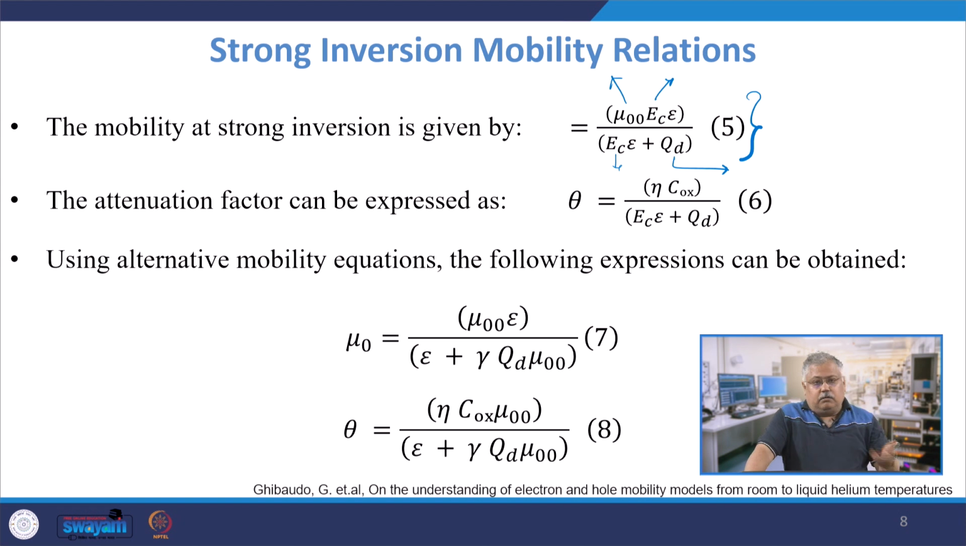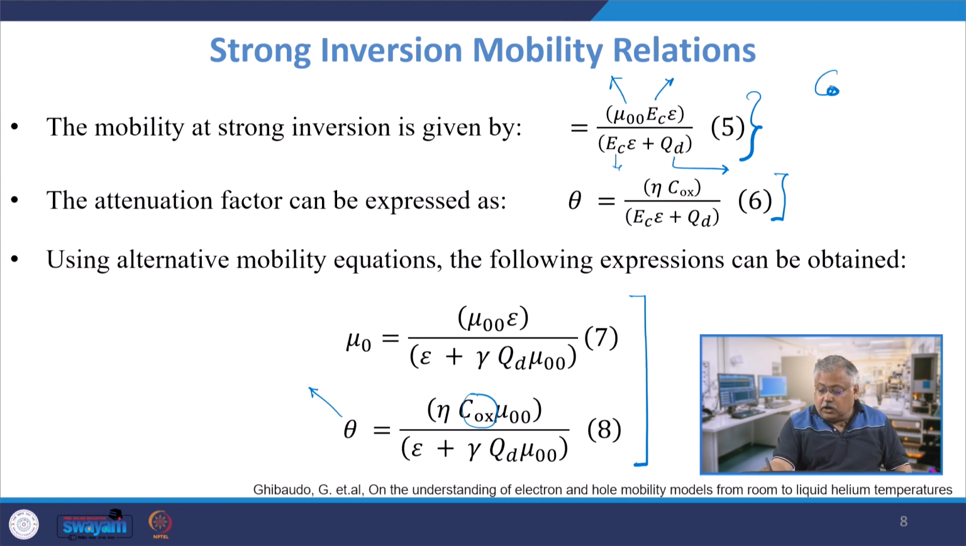So the attenuation factor, again experimentally and numerically determined, is given by eta times Cox upon EC epsilon plus Qd, equation number 6. The alternative mobility models available to us, even in strong inversion and weak inversion, are given by equations number 7 and 8. Please see that the theta factor, which is the mobility attenuation factor or the degradation factor, is directly dependent on the value of Cox. And if you remember, Cox equals epsilon ox by Tox, where epsilon ox is the oxide layer permittivity divided by the thickness of the oxide layer.